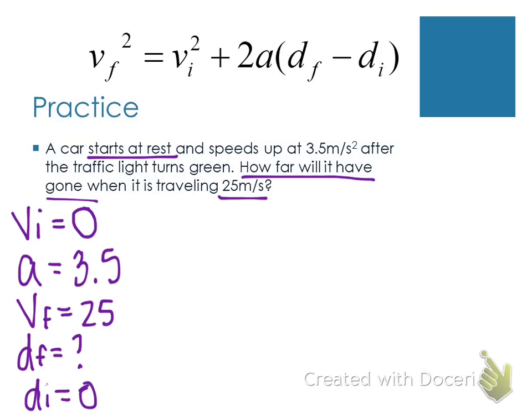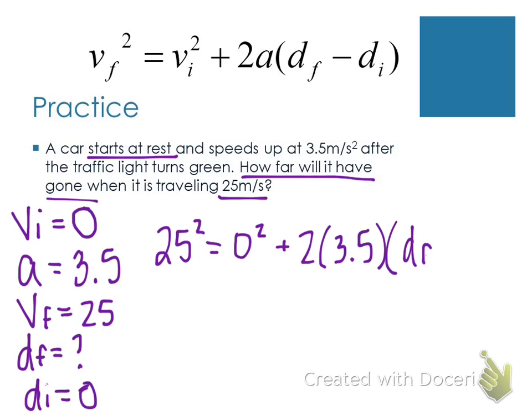So now we just plug it into our equation. 25 squared equals 0 squared plus 2a times distance final. And if it's just minus 0, can't we just leave that minus 0 off? Yes, you can, or you can leave it. It doesn't make a difference. I just like to have all numbers in play. If it was 0 minus x, that would make a little more difference. But it's final minus initial, so it's distance final minus nothing.